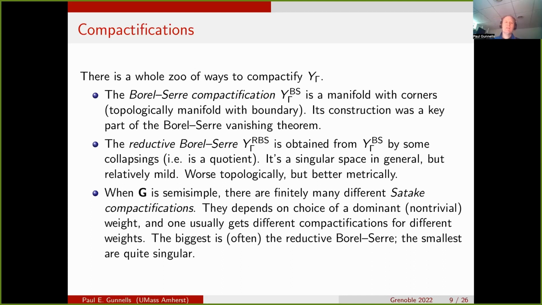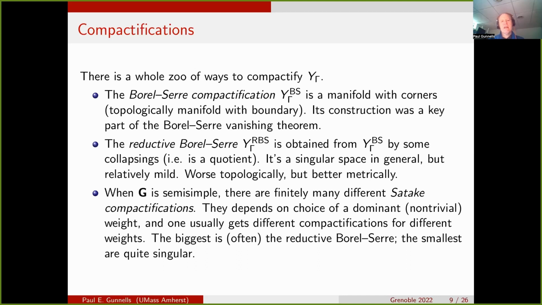So think about it in 2 dimensions: it would be something that locally looks like 2-dimensional Euclidean space, or the upper half space, or the corner, the positive quadrant in R^2. Topologically, it's just a manifold with boundary. But the construction of this space is the key part of what's called the Borel-Serre vanishing theorem, and also Borel-Serre duality that will be discussed tomorrow.